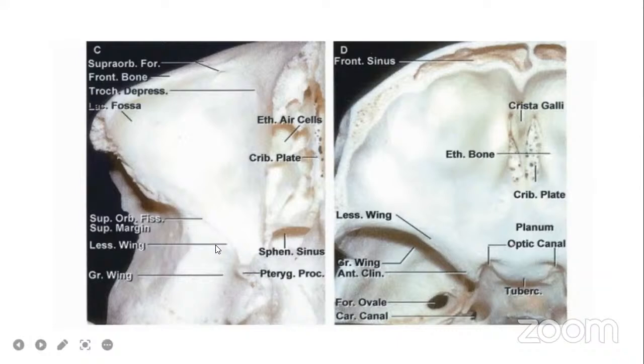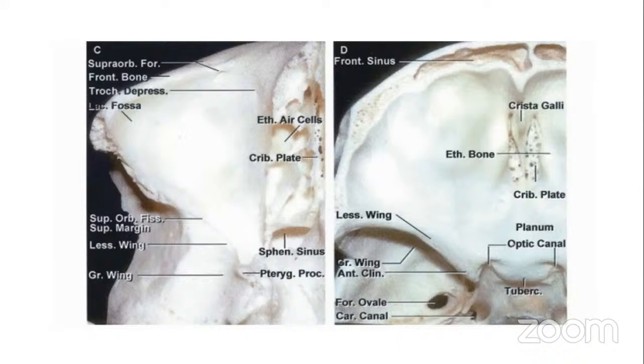The optic foramen is situated posteriorly at the junction of the roof and the medial wall. So here's the optic foramen. The ethmoid air cells and sphenoid sinus are located along the medial edge of the orbital roof. Here you can see these ethmoid air cells along with the cribriform plate.